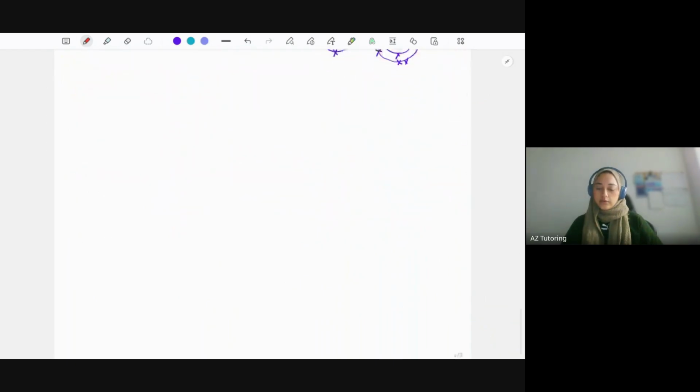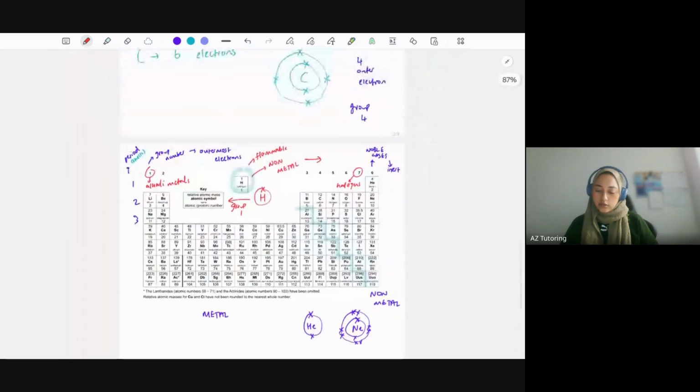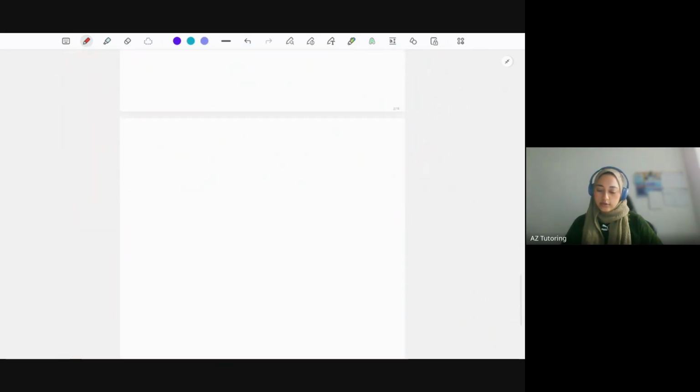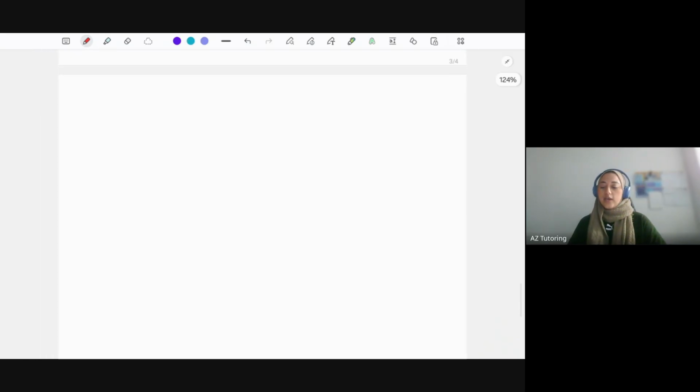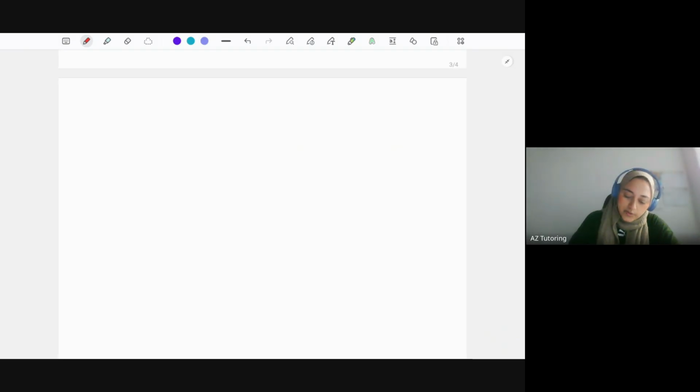Okay, so bonding. There's 3 types of bonding. I'm going to do this on a new page, actually. 3 types of bonding that you need to know about. They can ask you in the exam, they could show you any molecule or compound and they'll say what bonding is present. So you need to be able to identify that. So the 3 types of bonding, there is ionic bonding, covalent bonding, and finally metallic bonding.